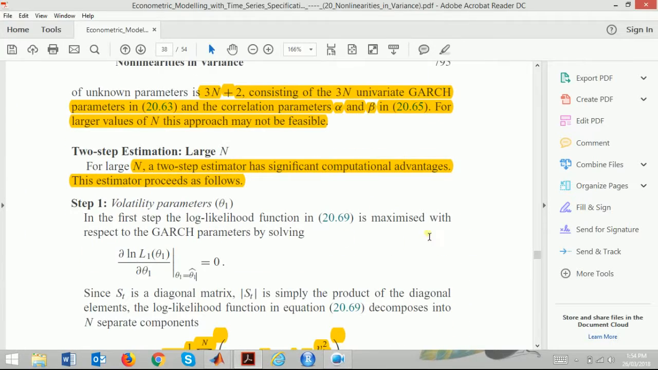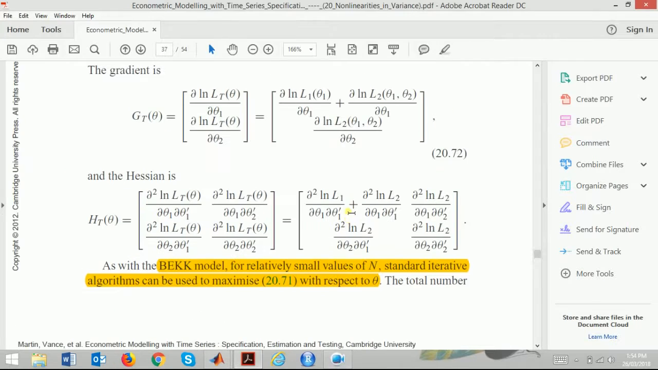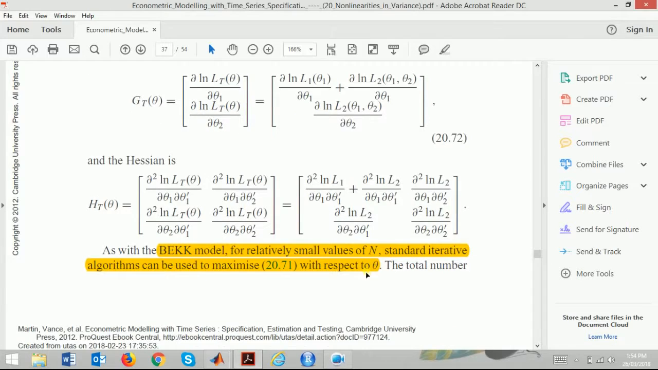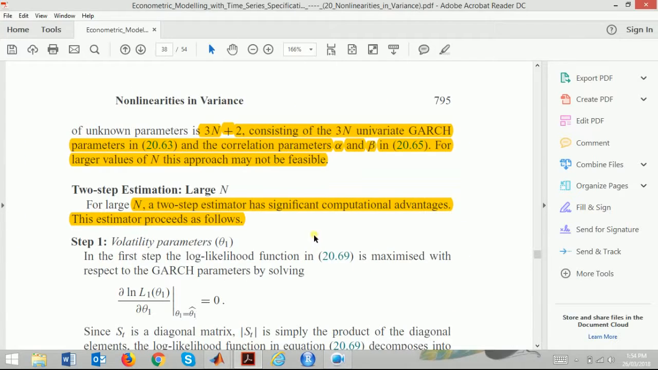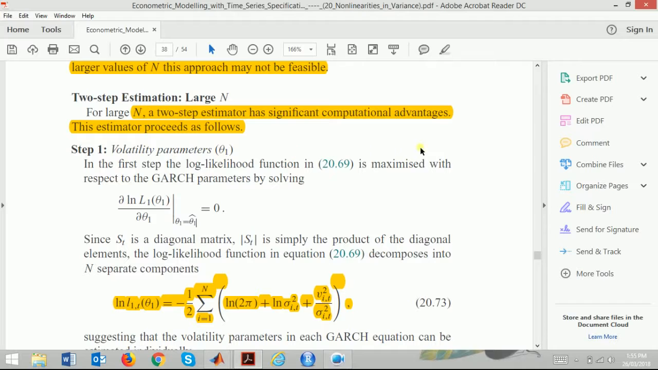Okay, I think we missed a few points. Gradient, Hessian, we didn't go through the whole chapter. You see, for unknown parameters 3n plus 2, we need 3n variables and 2 alpha and beta correlation parameters. As with the big model, for small values of n, we can use iterative estimation, where the unknown parameters is 3n plus 2, where 3n is the GARCH parameters, and alpha and beta are correlation parameters.